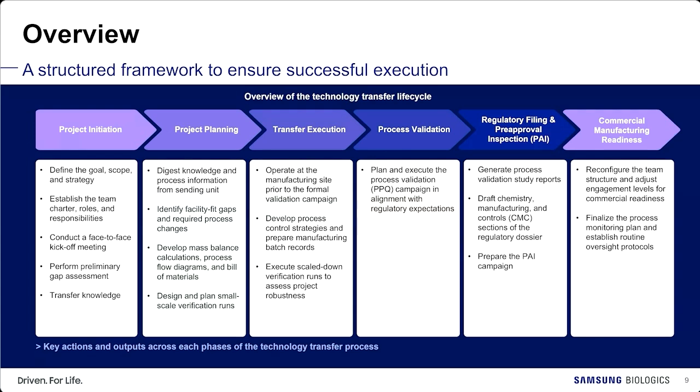Operational readiness at the receiving unit GMP site is checked prior to the formal validation campaign, and any risks to be considered for commercial manufacturing are identified. After all mitigation actions from the transfer execution stage are completed, the validation campaign is executed, and the technology transfer lifecycle continues through regulatory filing and pre-approval inspection preparation to support regulatory approval of the product. Once the product is approved by the regulatory agencies, the product is ready for commercial manufacturing.